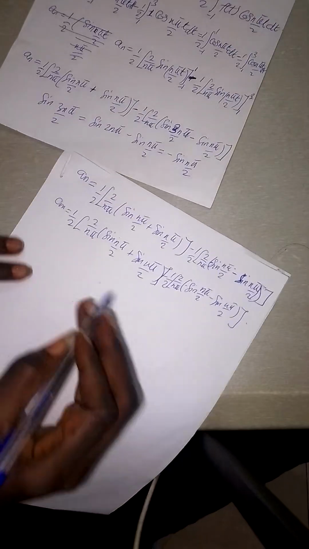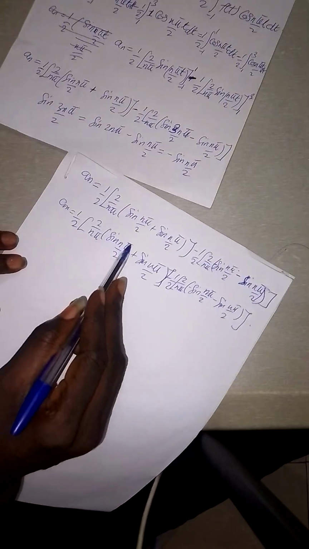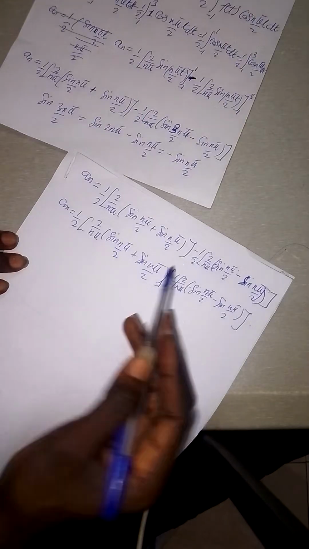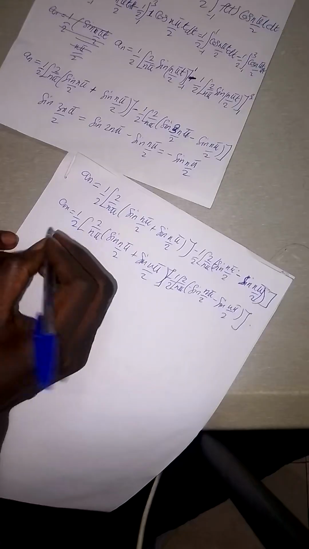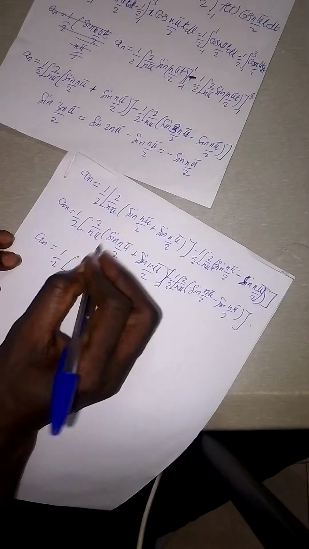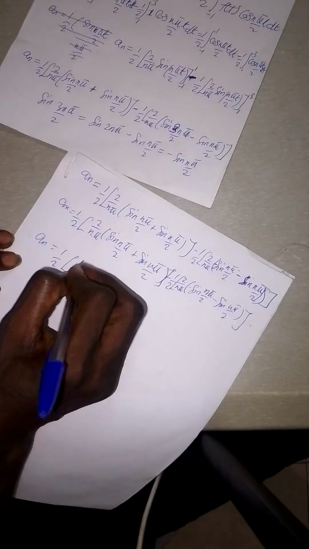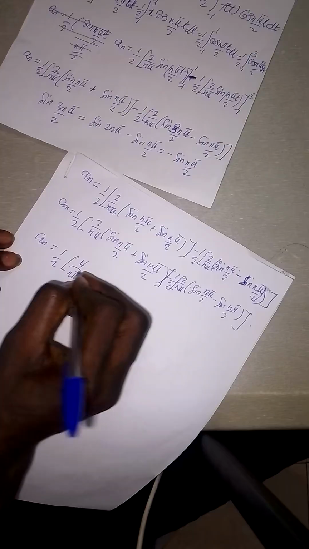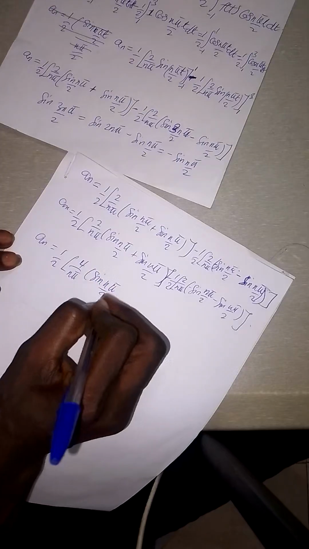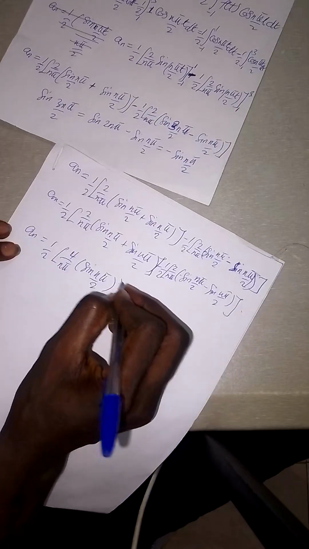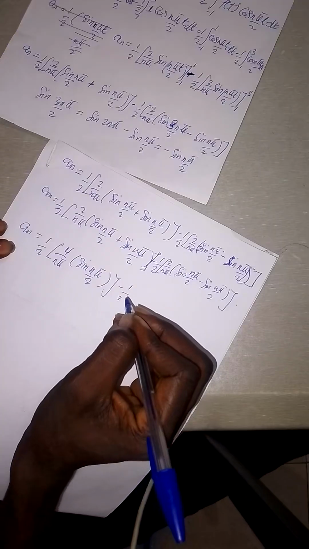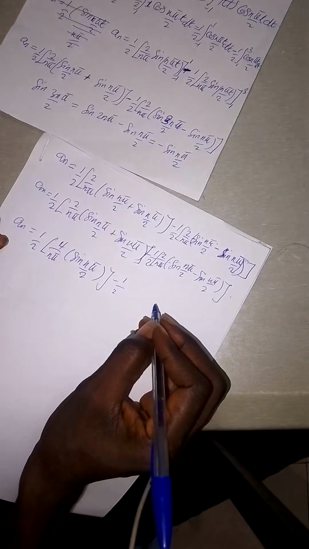Now you can see that if you have sine n pi over 2 plus sine n pi over 2, you're going to get 2 sine n pi over 2. So that 2 will come and multiply here. In that case, you're going to get An into 1 over 2 into, that 2 will come and multiply, so you get 4 here. So 4 over n pi into sine n pi over 2. That's what you get here. And here you get minus 1 over 2. So that here too you get 1 over 2.